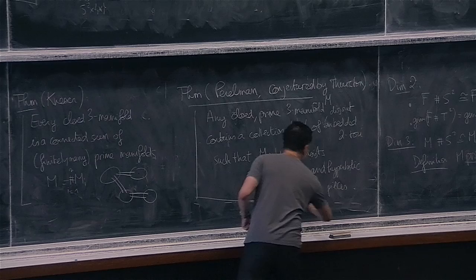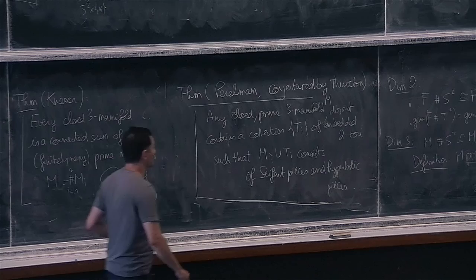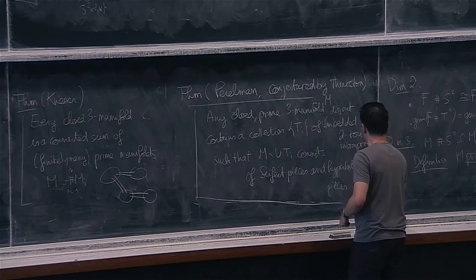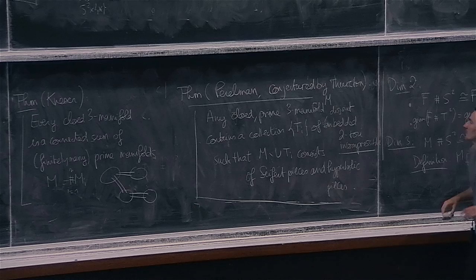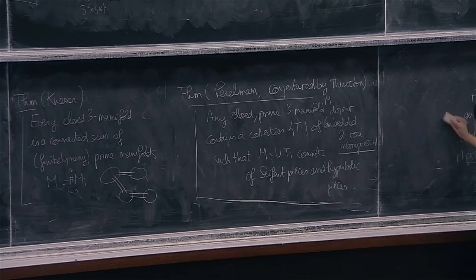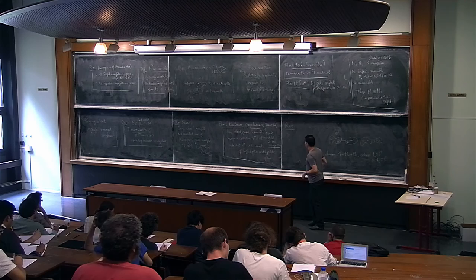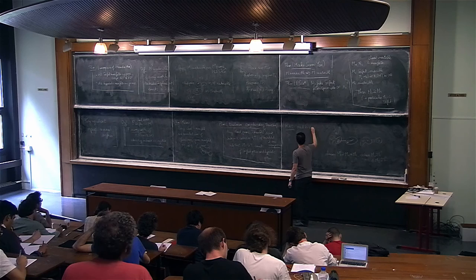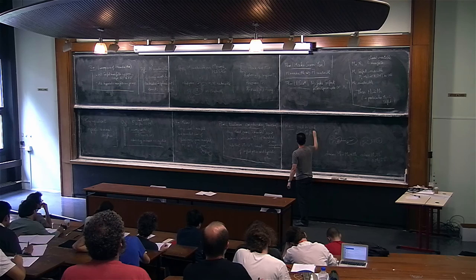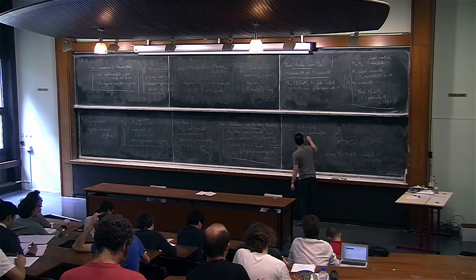And an important point is that those tori should be incompressible. So let me make a few comments about this. First, in order for this to make sense, you need to work with ciphered manifolds which are not closed. So they can be open or compact with boundary.